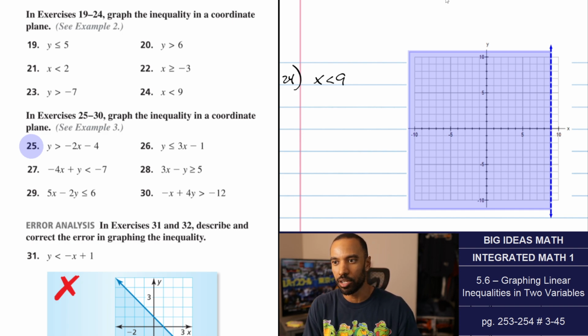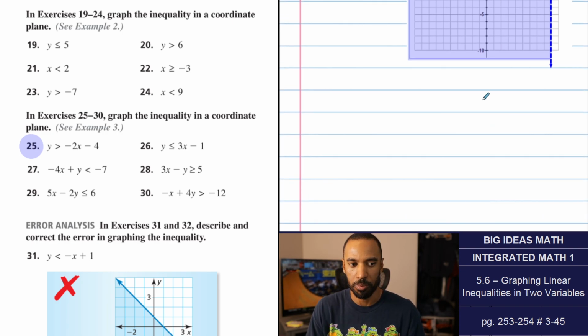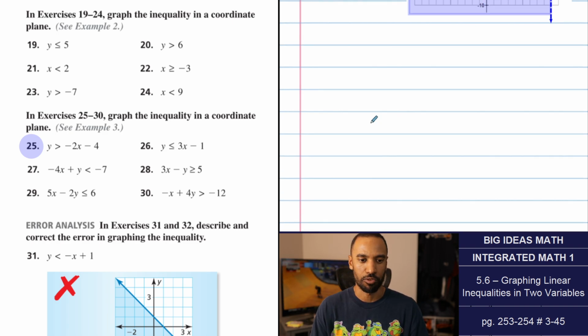Now, I'm just going to call it out as it is. The first two problems are in slope-intercept form. The next problems after are in standard form.